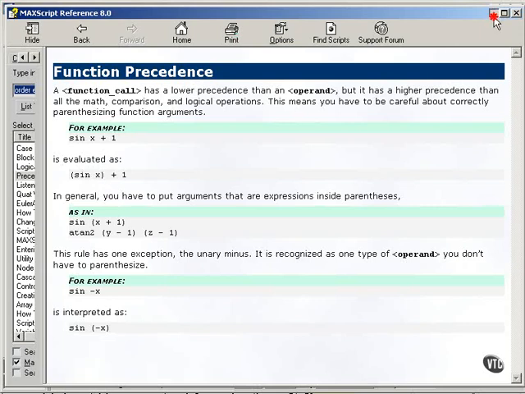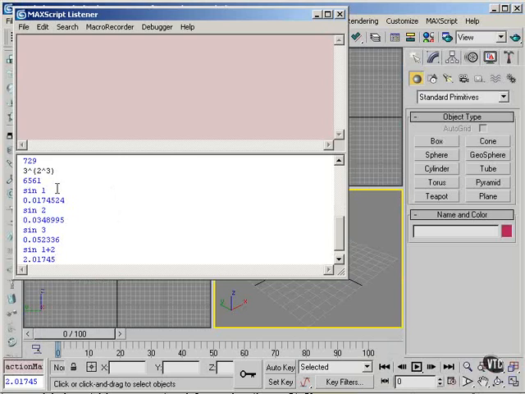So let's take a look at that. Here we have the sine of 1. It's equal to this number. The sine of 2 is equal to this number. The sine of 3 is this number. So what is the sine of 1 plus 2? It's the sine of 1, plus 2, not the sine of 3. In other words, this statement is grouped like this if you don't group it explicitly. In order to get the sine of 3, you would have to put the parentheses in yourself like this.